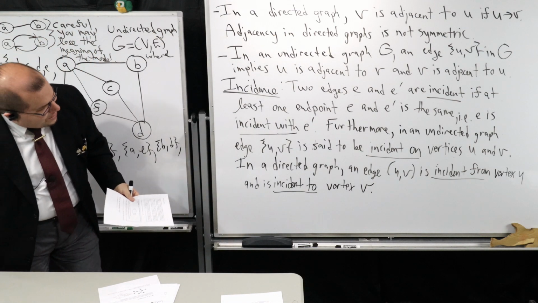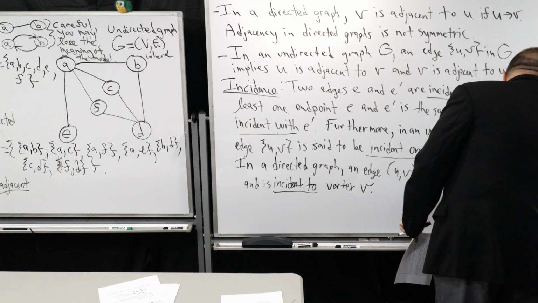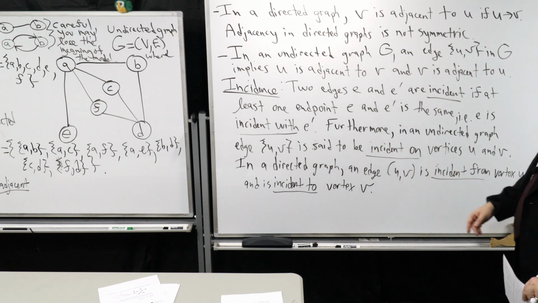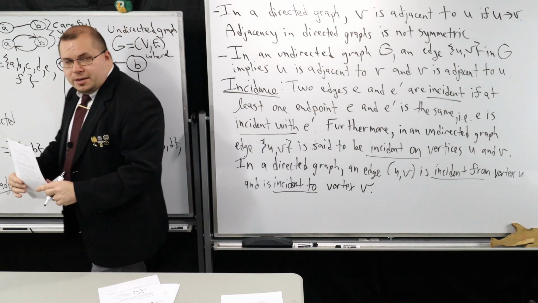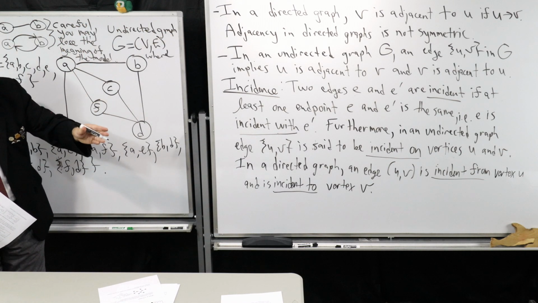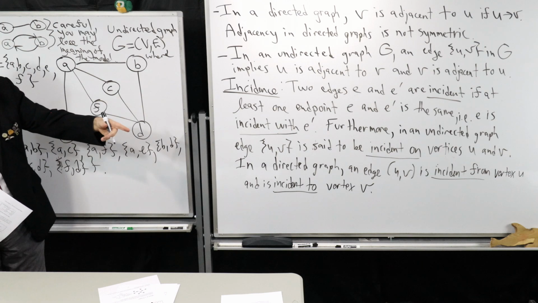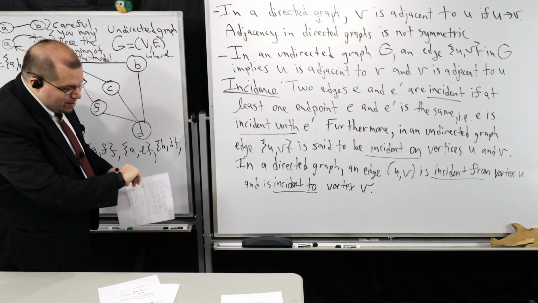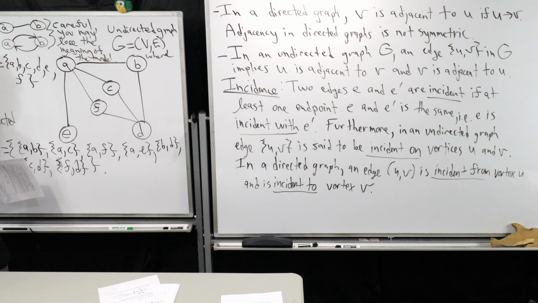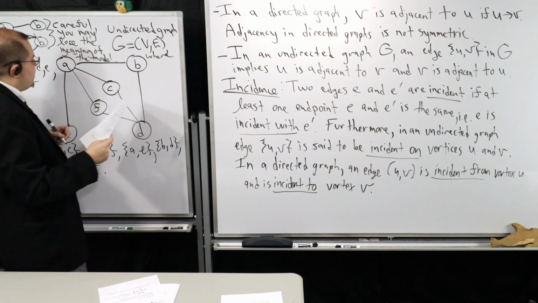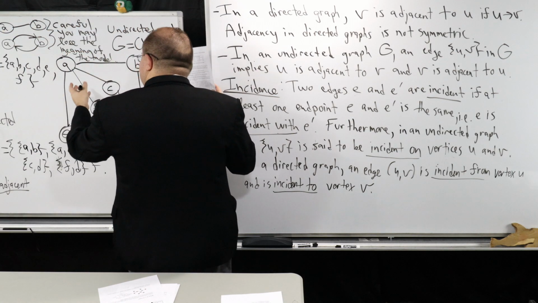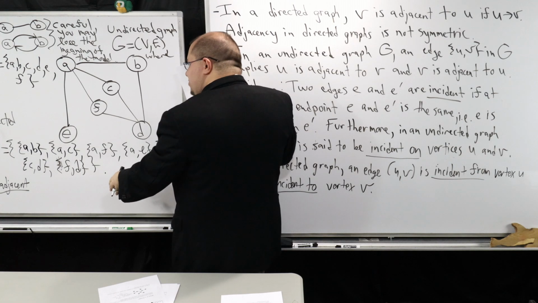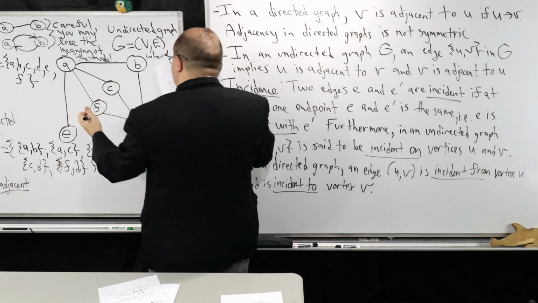So in a directed graph, an edge UV is incident from vertex U and is incident to vertex V. So I'm going to show you an example of what I mean by this. Let me modify this picture here that we have, and I'm going to draw an example for you. I'm just going to take the same graph and turn it into something else. I'm going to change what this graph represents. So just remember, this is not the same graph I had before.